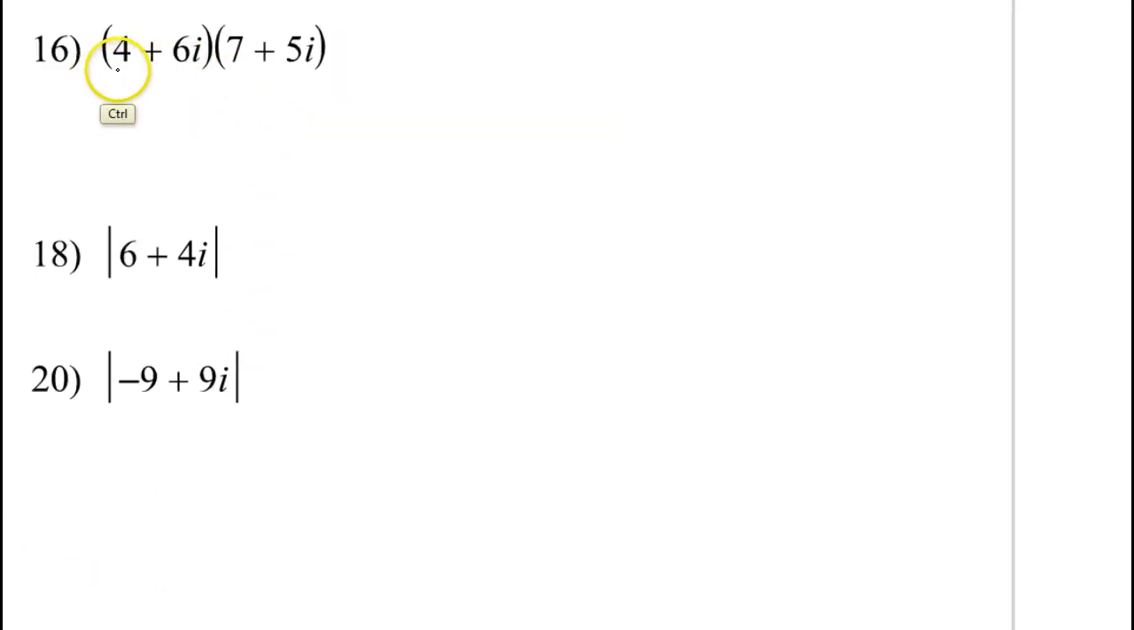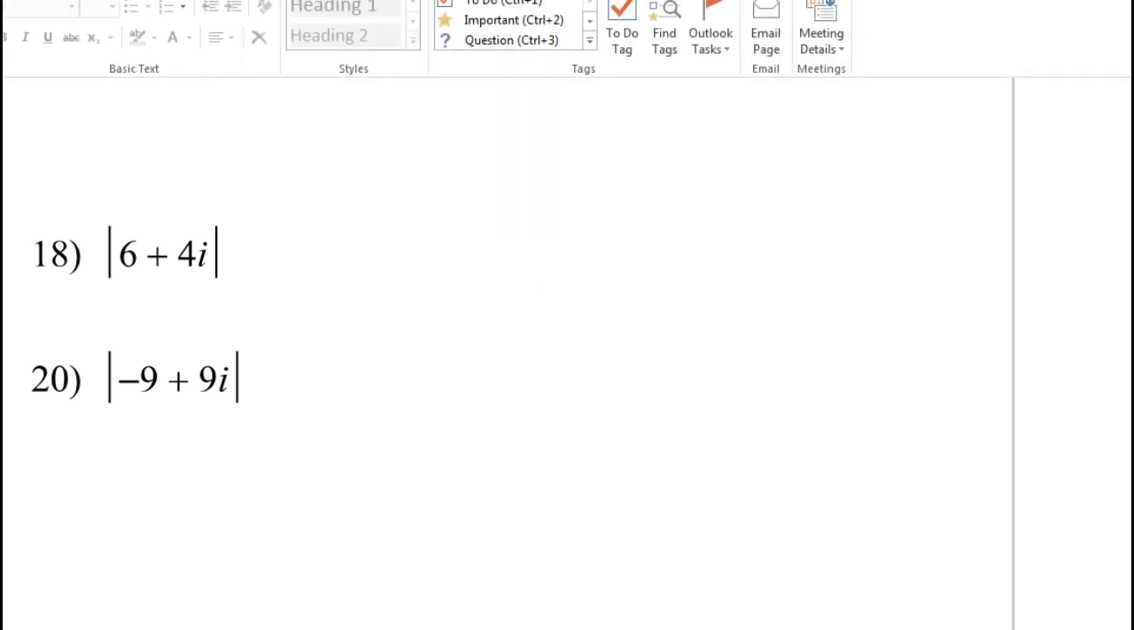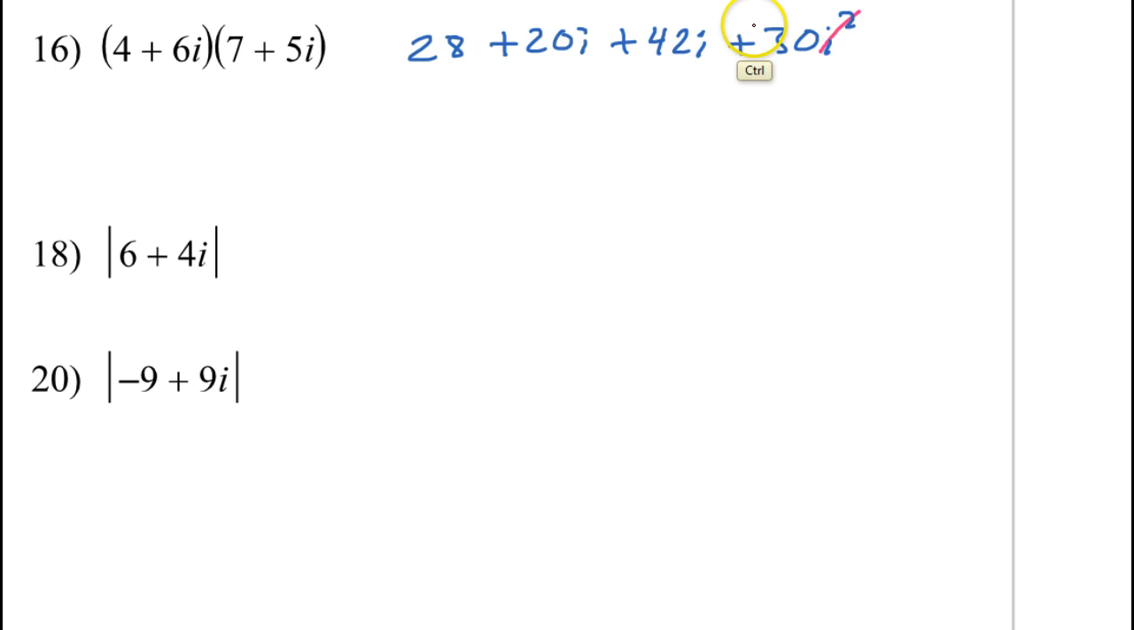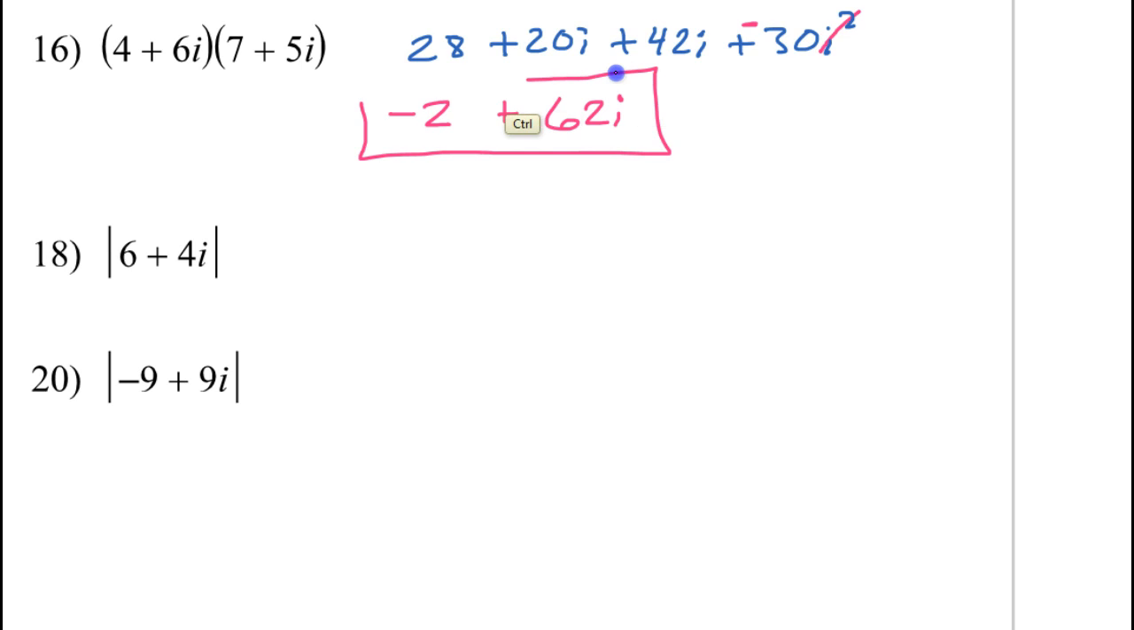Now, number 16, we will double distribute. So 4 times 7 is 28. 4 times 5i is 20i. 6i times 7 is 42i. And 6i times 5i is 30i squared. Now remembering that i squared is negative 1, this i squared is going to turn 30 into negative 30 because it's a negative 1. So now we have 28 minus 30, so that is negative 2. And then plus, 20i plus 42i is 62i. So this will be the final answer for number 16.